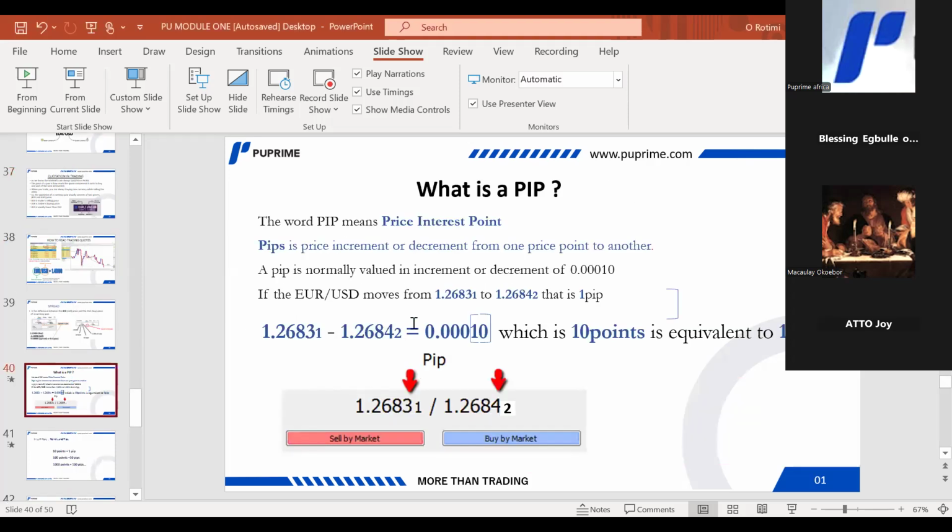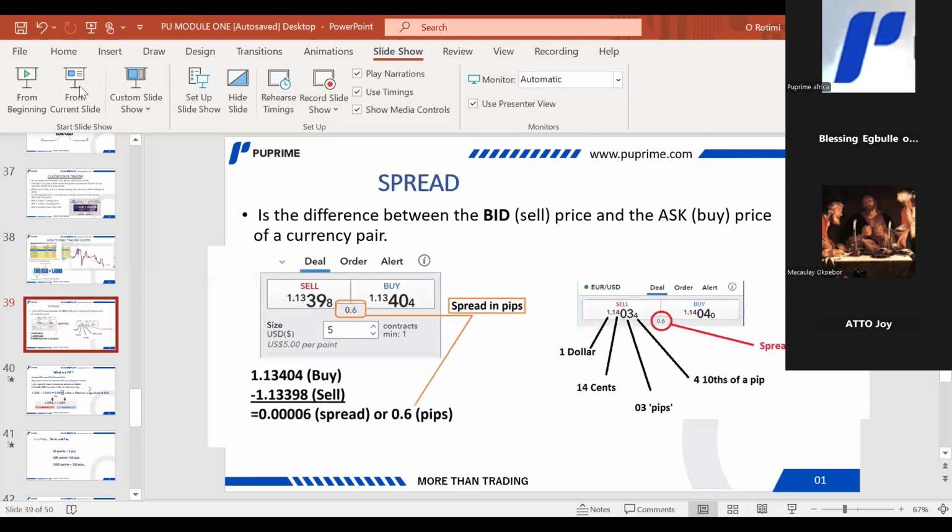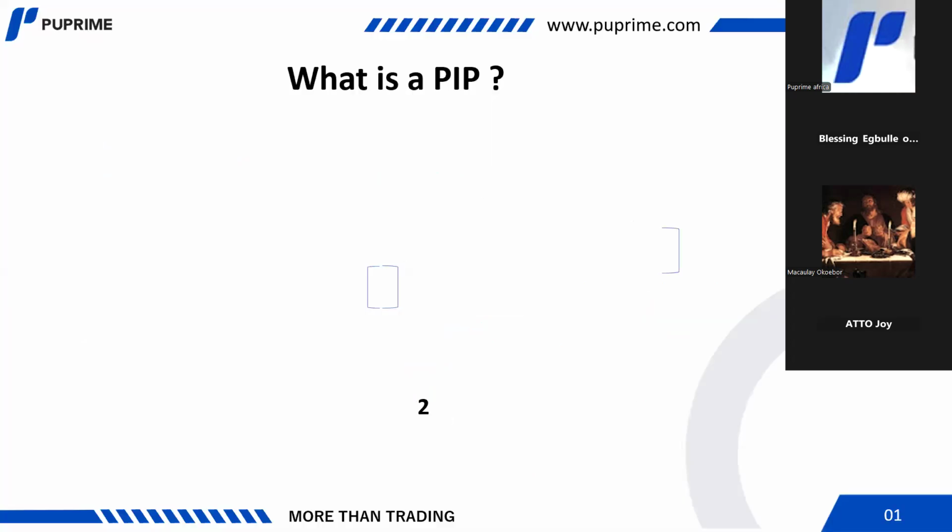The next thing we want to look at is the PIP. PIP stands for price interest point. PIP is just our way of expressing how price moves from one point to another in trading. In layman's terms, we use the word point, but in trading, we use PIP. So if price goes from point A to point B by 10 points, we say it has gone up by 10 pips. That's how we calculate it. Point is represented by pip in trading.